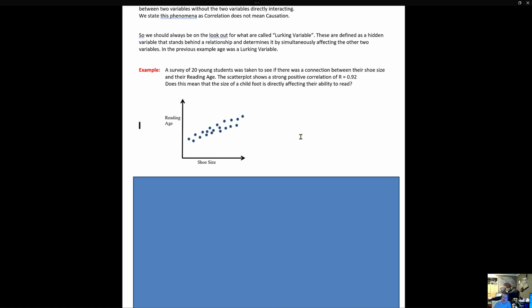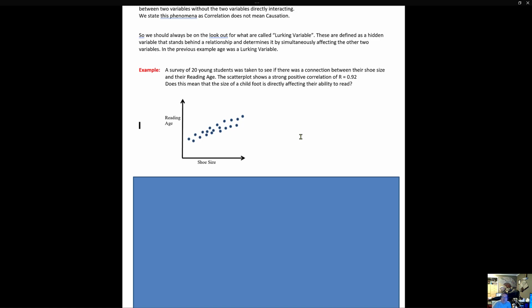Can you imagine a really weird country where they wanted to increase the reading age of their children? Well, what they would do is they'd have this special operation where they'd break their feet and stretch them out 4 more inches. And then the next day after the operation, according to this model at least, if shoe size was directly involved in your reading age, they'd suddenly be able to read better. Well, we know that's not the case.